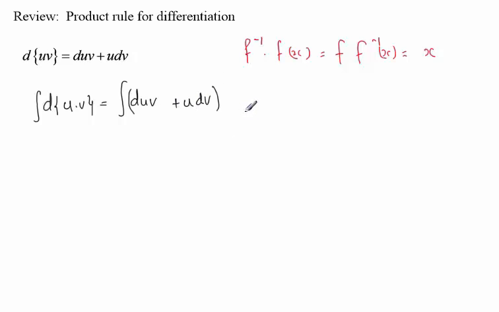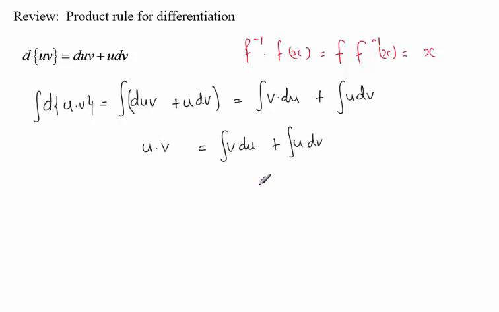At this moment, I'm not worried whether u and v are functions of x or functions of t. I'm just talking about the simple derivative. So, removing the brackets there, we know that this is going to give us the integral of v du plus the integral of u dv. I just commuted the two things, not a problem. That's a product. But we said here, this will give us what? u times v equals the integral of v du plus the integral of u dv. That's what it's going to give us.